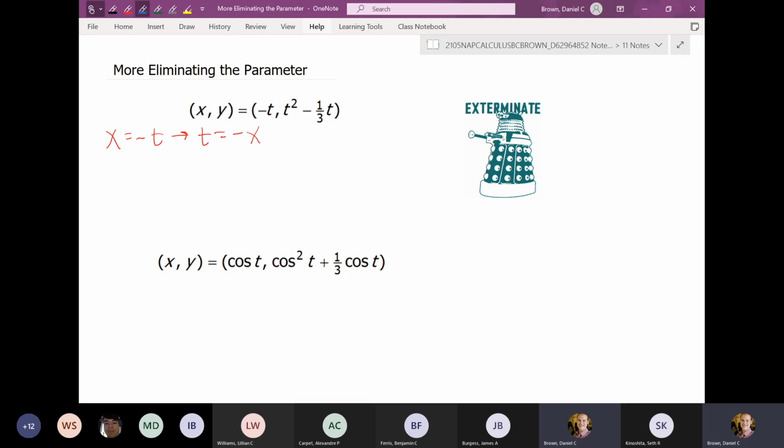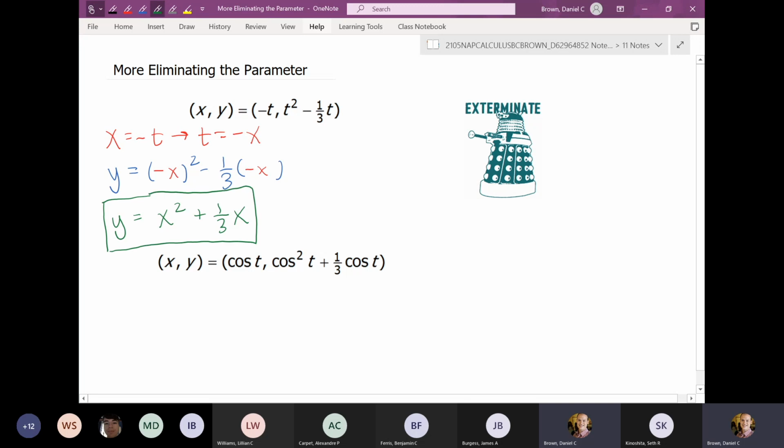So then always going to do some substitution. The y equation is t squared minus 1/3 of t. What was t? Negative x. So y is equal to x squared plus 1/3 of x, which is, as expected, the same thing we got for that previous problem, because again, they all had the same shape.